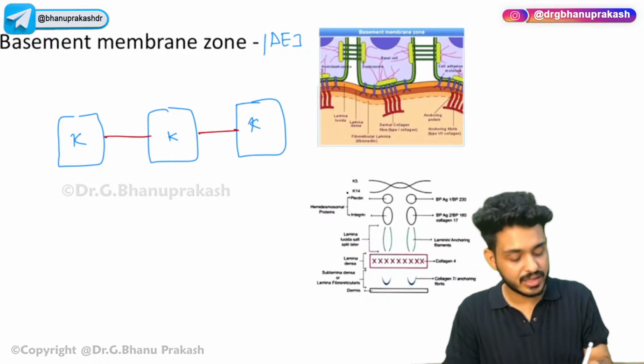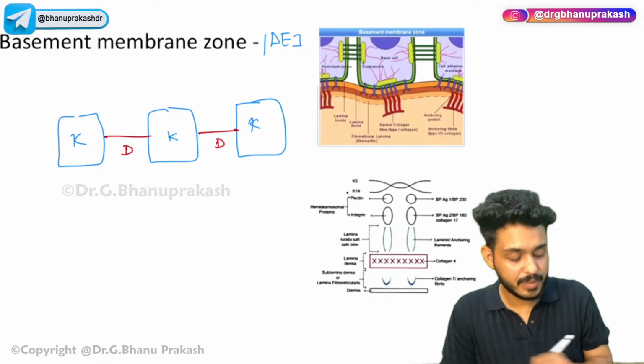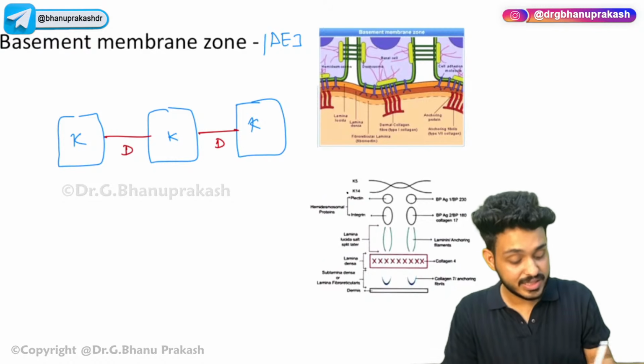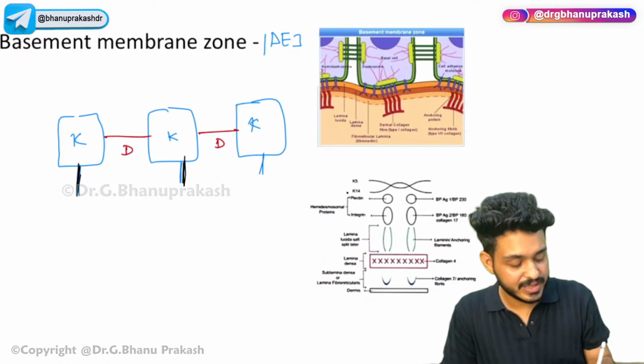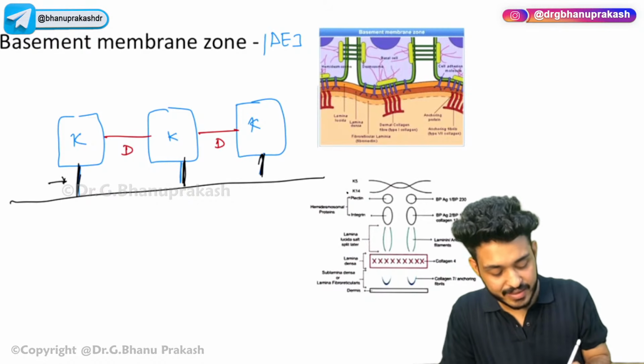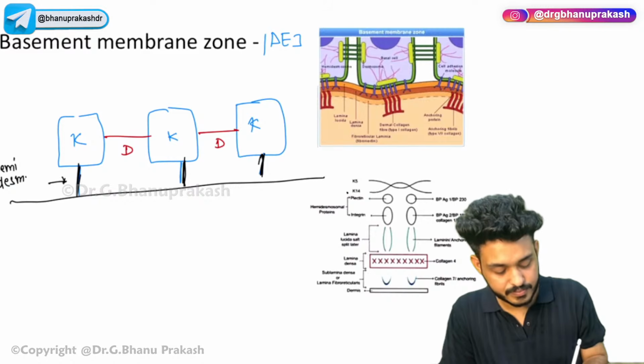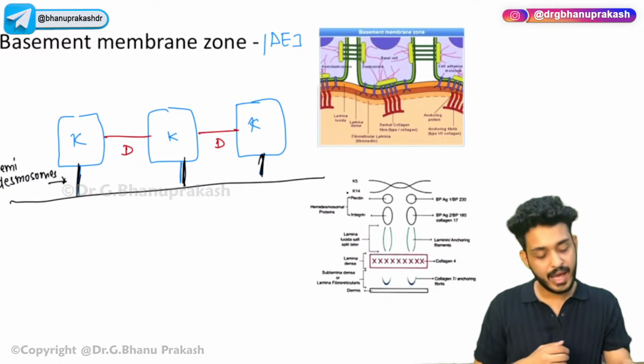They are bound together with the help of what? With the help of desmosomes, right? Now these cells are binding to the basement membrane. This is your basement membrane, and they are binding with the help of a special structure known as hemidesmosomes. Okay, they are binding with the help of hemidesmosomes.